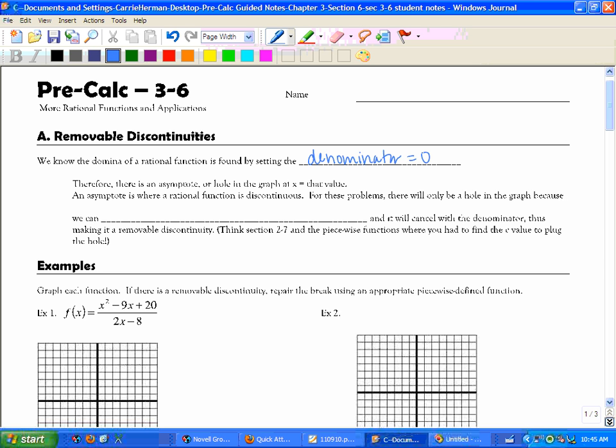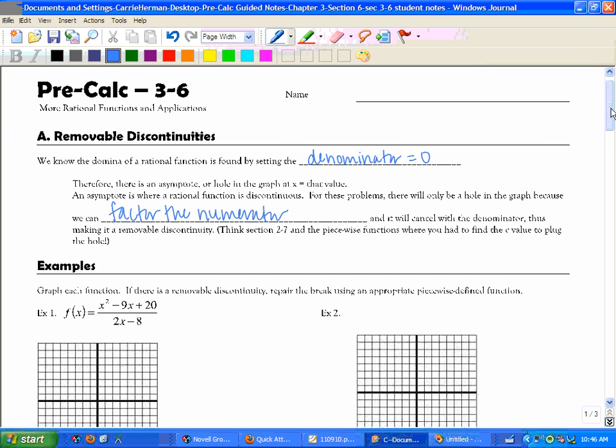An asymptote is where a rational function is discontinuous, and so for these problems, there will only be a hole in the graph because we can factor the numerator and it will cancel with the denominator, thus making it a removable discontinuity. So an asymptote, there's no way to change that, but with the removable discontinuities, you can plug the hole. So it's a lot like those piecewise functions we did in Chapter 2, Section 7.